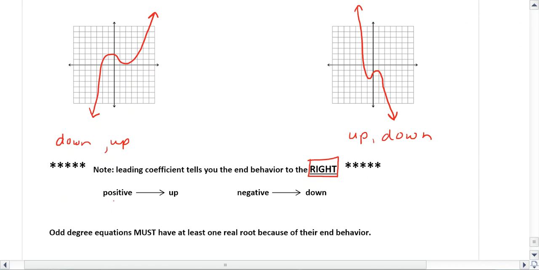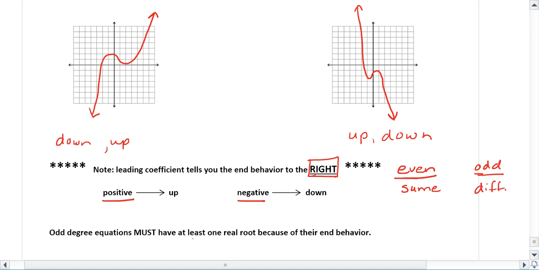So once again, if the leading coefficient is positive, the right end behavior is up. If the leading coefficient is negative, the right end behavior is down. And then, like I said, if you have an even degree, the end behavior is the same. If you have an odd degree, it's always different. One is going up, one is going down.